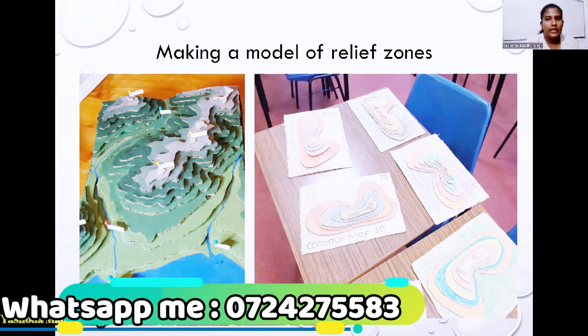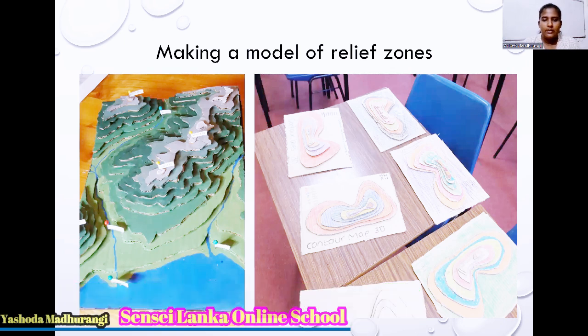Making a model of relief zones. If you look at these pictures, you can understand. By using some cardboards, we can make the models like this, to show the height. You have to use the techniques that you know. It's an extra activity for you. In my future videos, I will come to meet you with some practicals on how to make models in geography. So stay with me and search. I will do some videos about the models in geography.